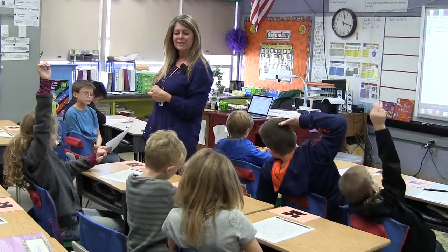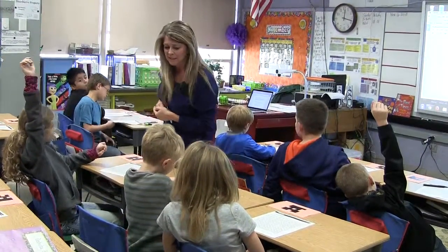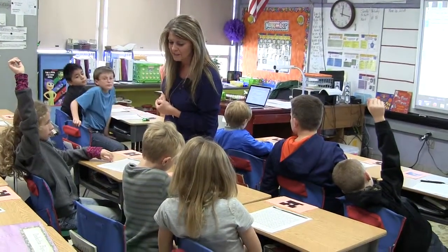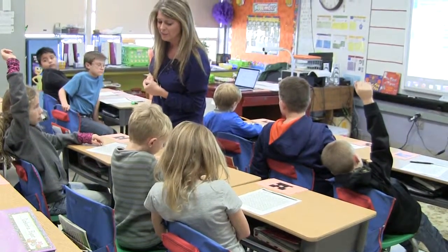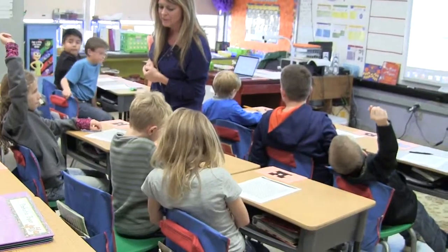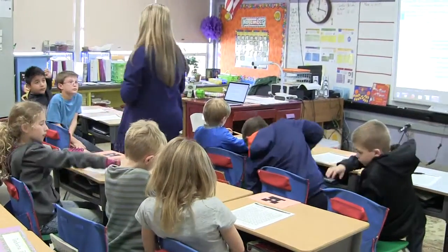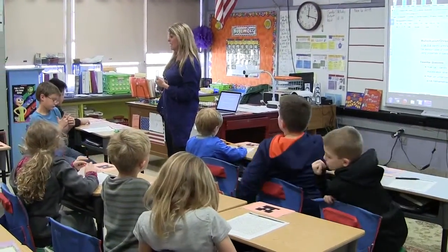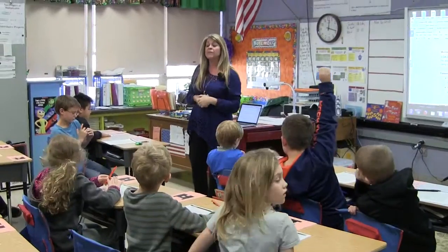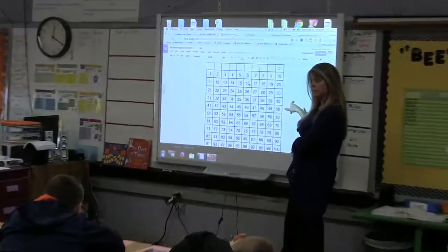14, 4 is in the ones place. 16, 6 is in the ones place. 18, 8 is in the ones place. And 20, 0 in the ones place. Very good. He just identified numbers that you will always see in the ones place if it is an even number. Same for odd numbers in the ones place, okay?